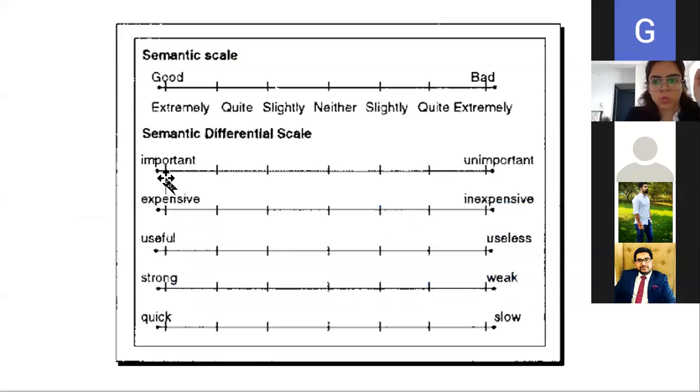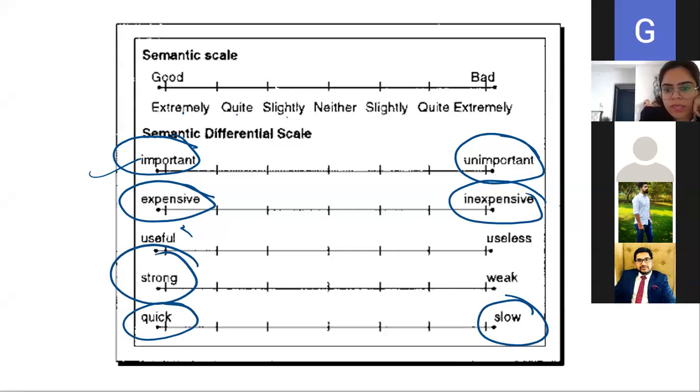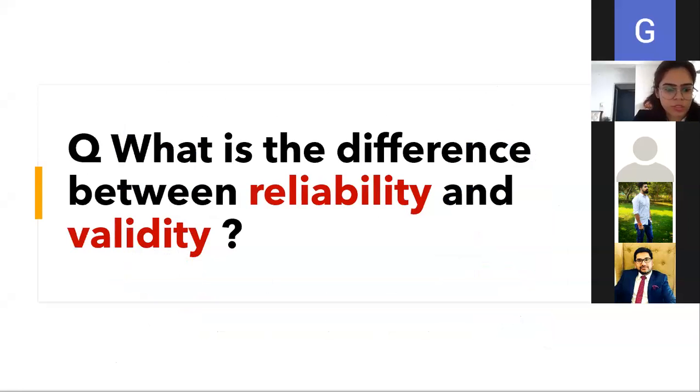There's one more example of a semantic scale: important, good or bad, extremely, quite, slightly, important, unimportant. These are bipolar: expensive, inexpensive, useful, useless, strong, weak, quick, slow. You can go through your case study and check certain questionnaires there. It's not necessary that if you have selected the Dell case study you only look at the Dell questionnaire. Look at Wendy's questionnaire too, and the third one is JP Morgan, look at that questionnaire as well.